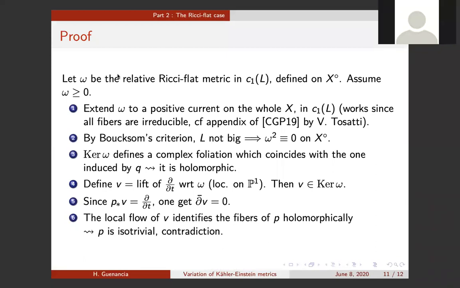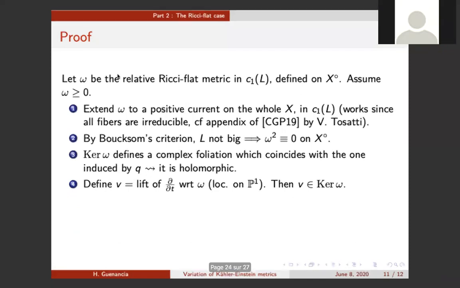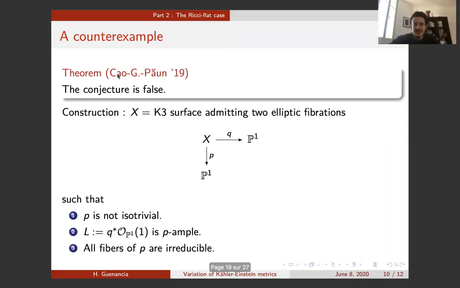So for the third step, why is it true? I mean, why does the kernel define the complex foliation, which is just the fibration of Q? The reason is not an abstract one. We actually know what the foliation is, because we know omega is the pullback. Omega lives in P star of the class of Q of 1, and it's semi-positive. So it means that omega is the pullback of a form on P1 by Q.